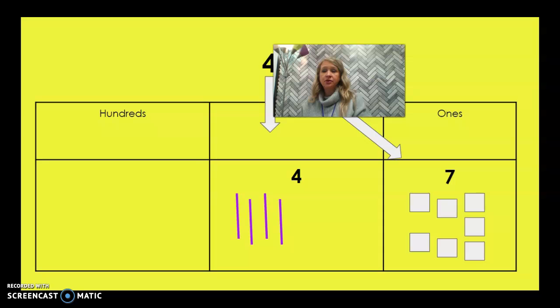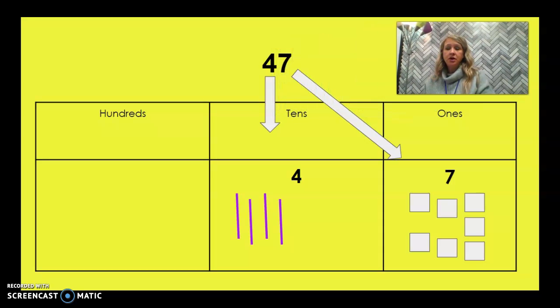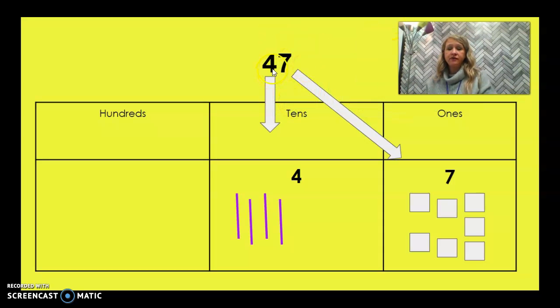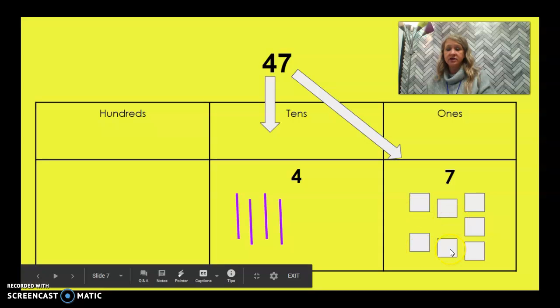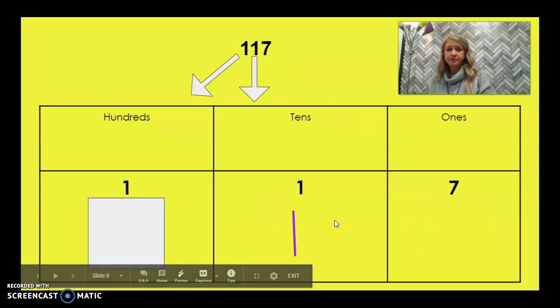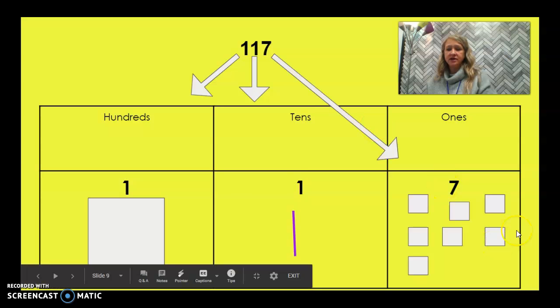Okay, let's review what we did when we had the number 47. We had 4 10s, so we put 4 10s in the box. We had 7 1s, so there's 7 1s in the box. For the number 117, we have 100, 10. How many 1s are we going to have? 7, that's right, 7 1s right there.